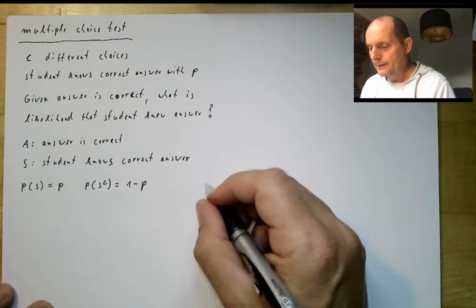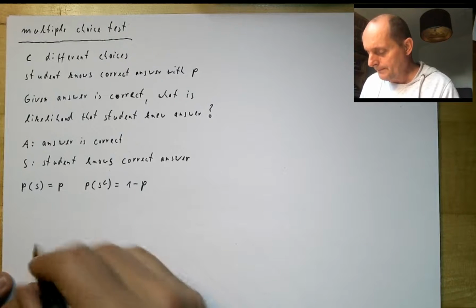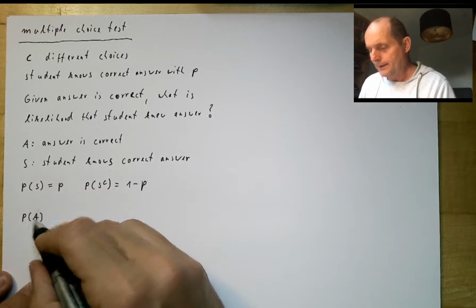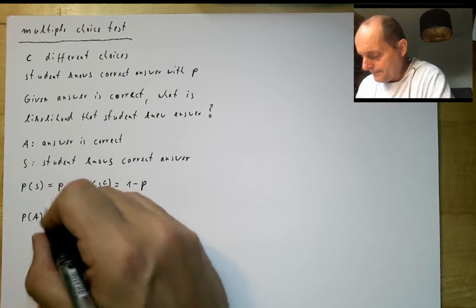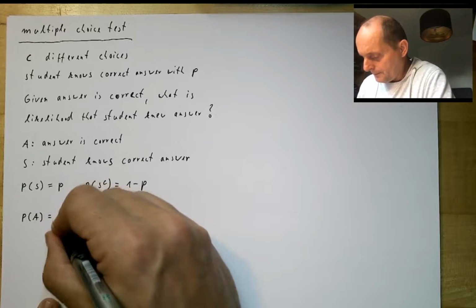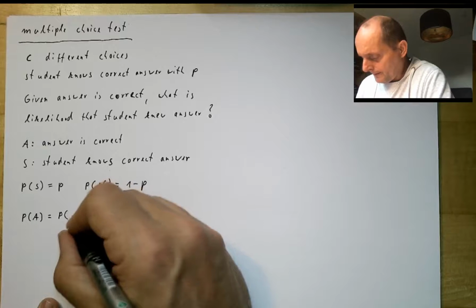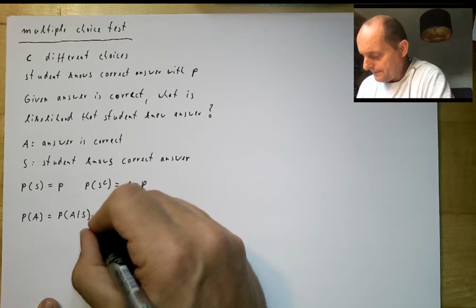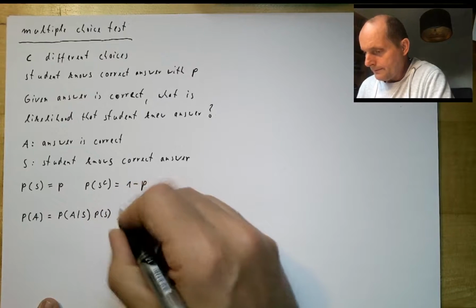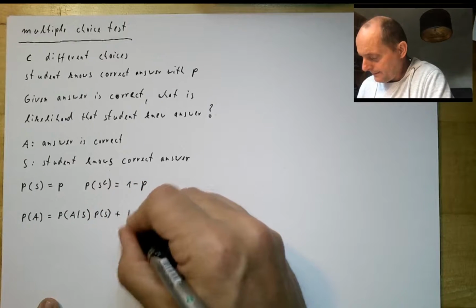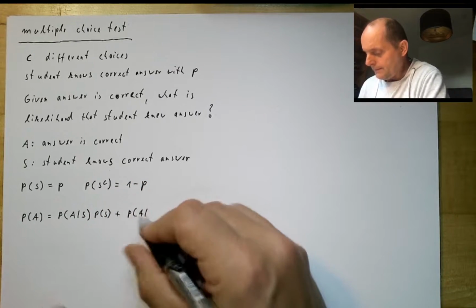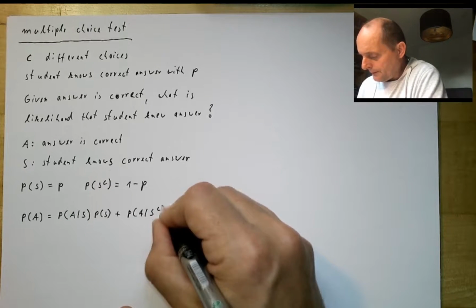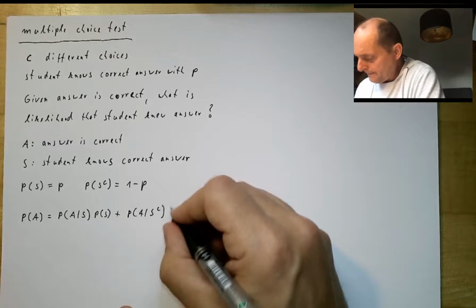And now we can use our partition rule. So the probability that the answer is correct is the probability we have a correct answer given the student knows the correct answer, plus the conditional probability the answer is correct even though the student didn't know the correct answer and was just lucky.